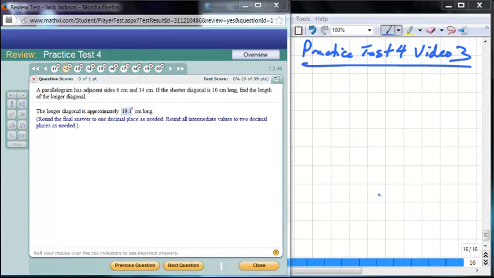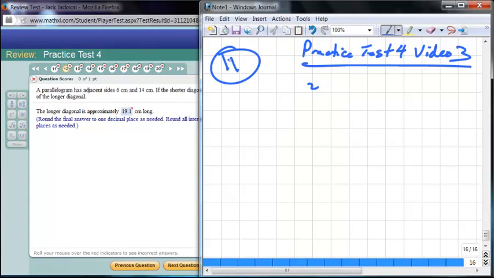Alright, we're at practice test 4, video 3. We're on question number 12 now. We have a parallelogram. And this parallelogram is 6 centimeters and 14 centimeters long for the sides.